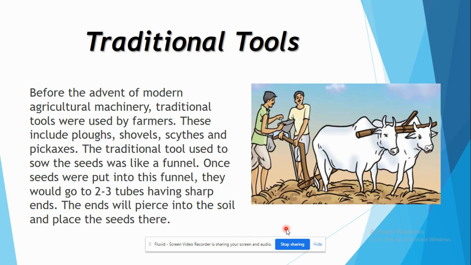So before modern agricultural machinery came, these traditional tools were used. Here you can see the farmers putting the seeds through it, and they go 2 to 3 centimeters deep into the soil, through a funnel.